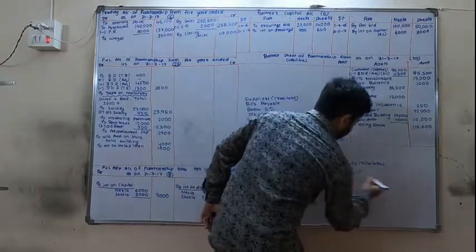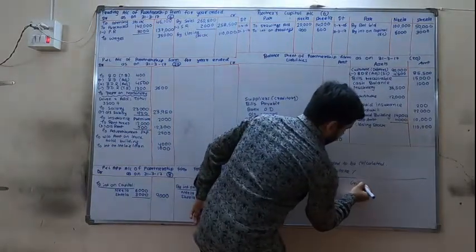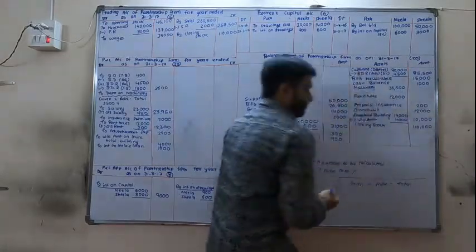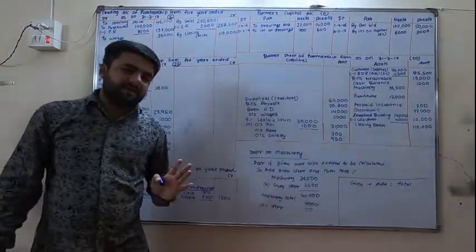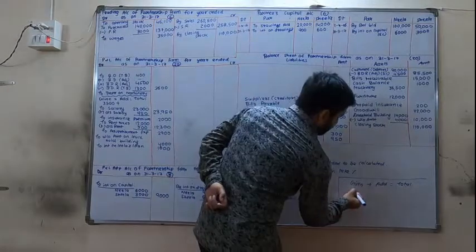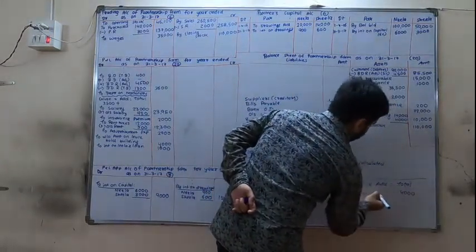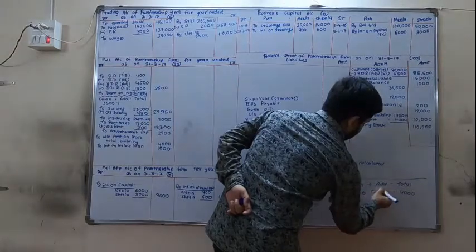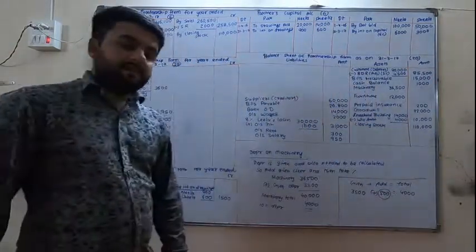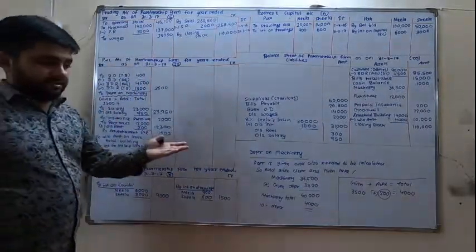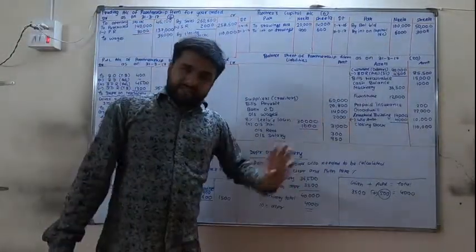Now same thing, given plus additional is equal to total. See, this process I am doing in each and every sum, so everyone must remember. Given is 3,500, total is 4,000. So what is additional? 500. Given was 3,500, additional was 500. How? Total is 4,000.